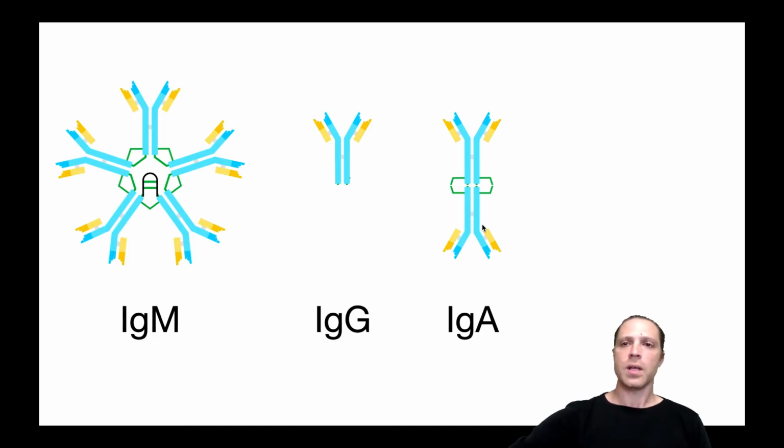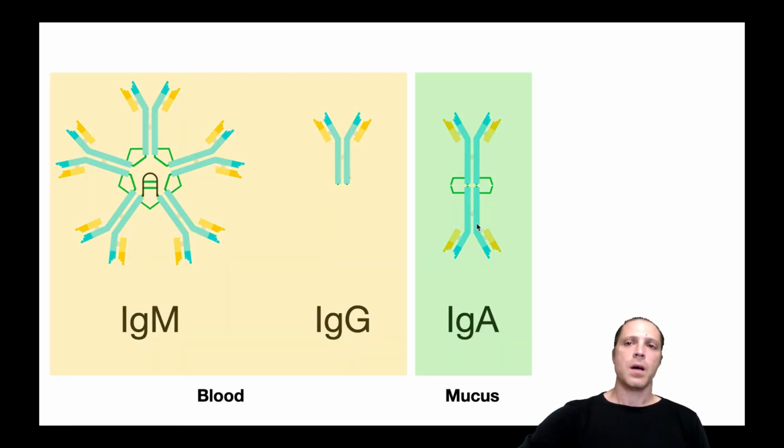And what are the differences between them? We will find antibodies of the type IgM and IgG secreted to the blood, whereas an antibody of the type IgA will be secreted to the mucus layer in the upper respiratory system.